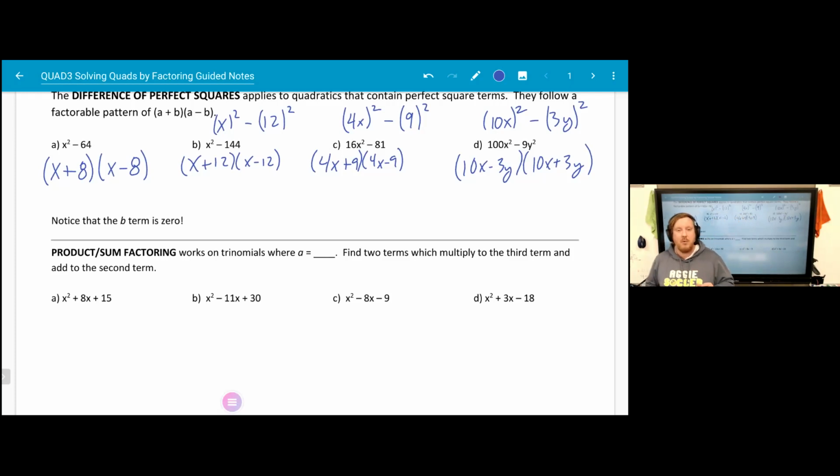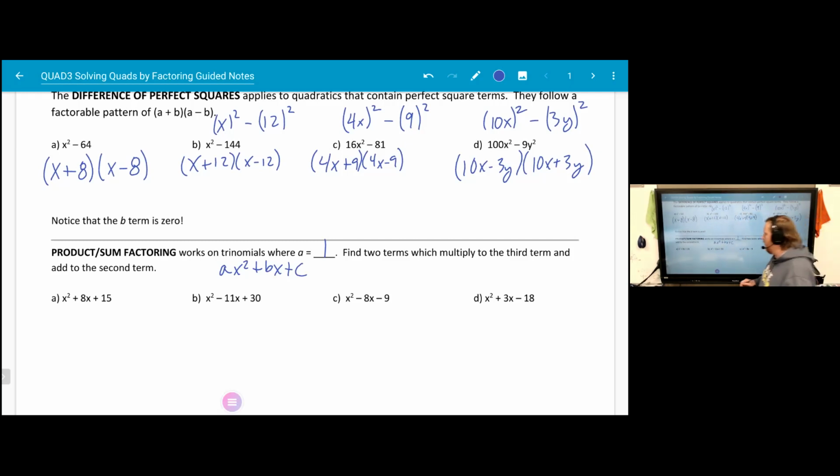This works on trinomials where a equals 1. And you're going, what is a? What is he talking about? Remember, we're working with ax squared plus bx plus c. That's what we're working with, okay? We're working with it when a is just 1, when it's just x squared.